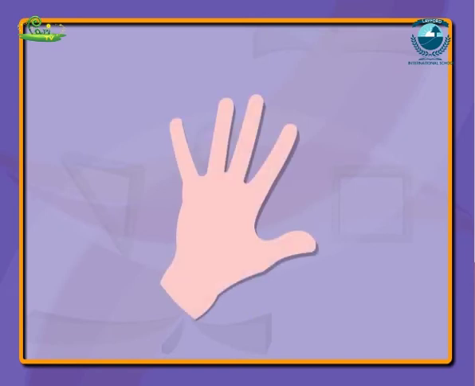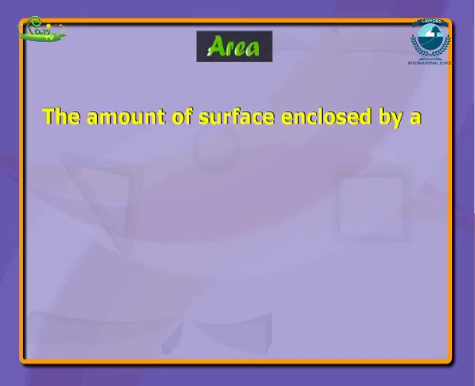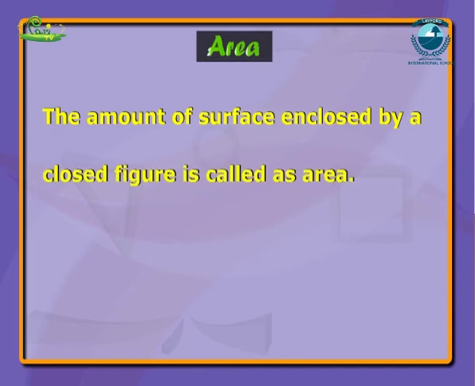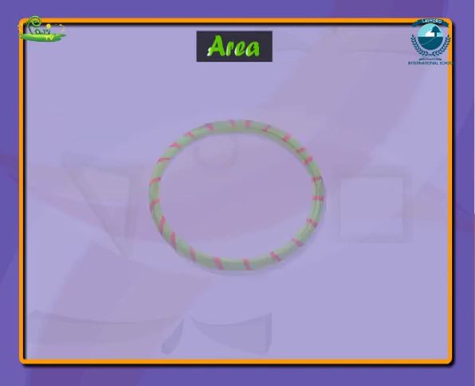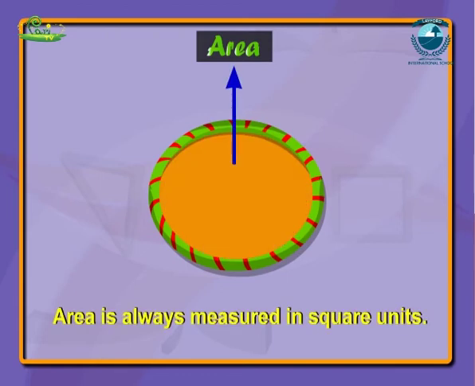As you know, that outer distance or a line of a closed figure is called a perimeter. But what about its inner shaded part? We call it area. So the amount of surface enclosed by a closed figure is called as area. Look at this bangle. The surface enclosed by the bangle is the area it covers. Area is always measured in square units.